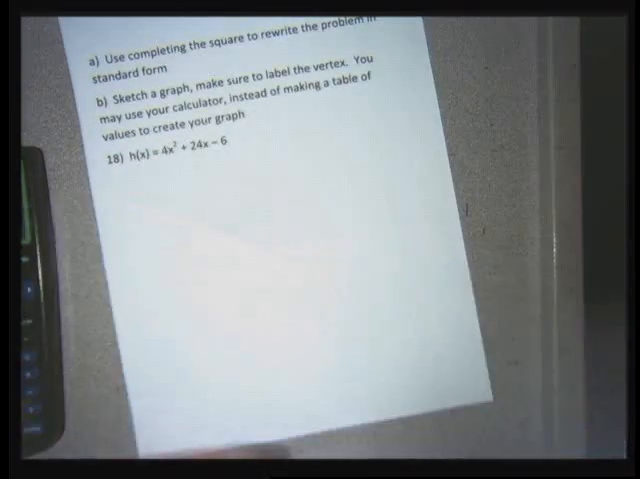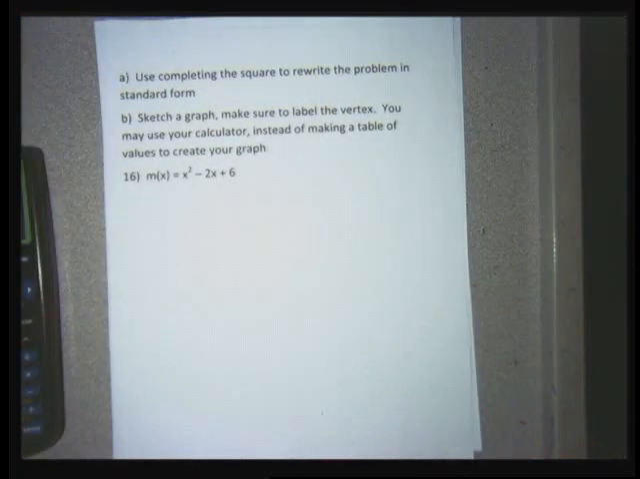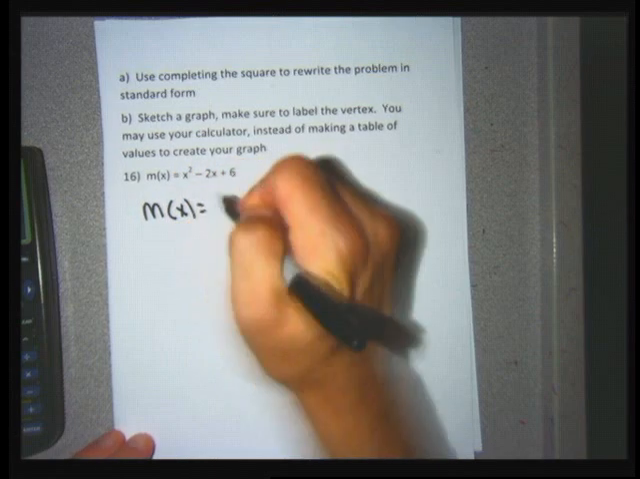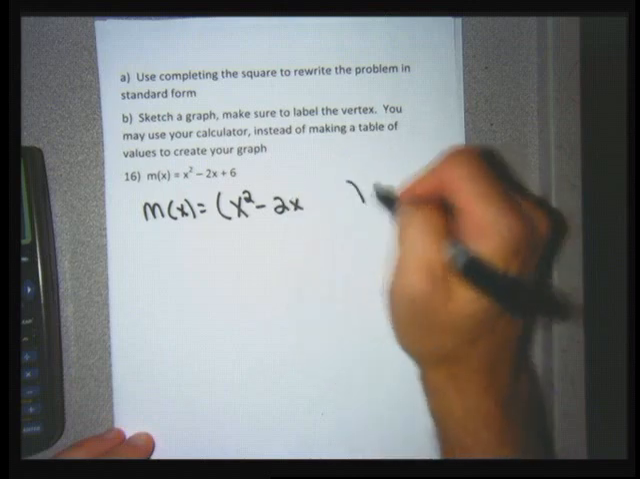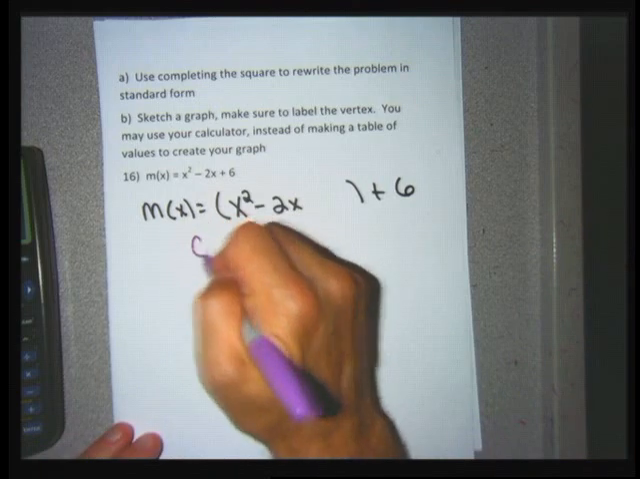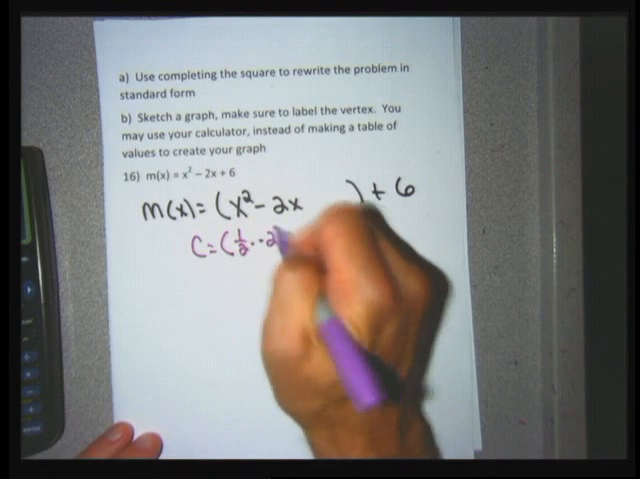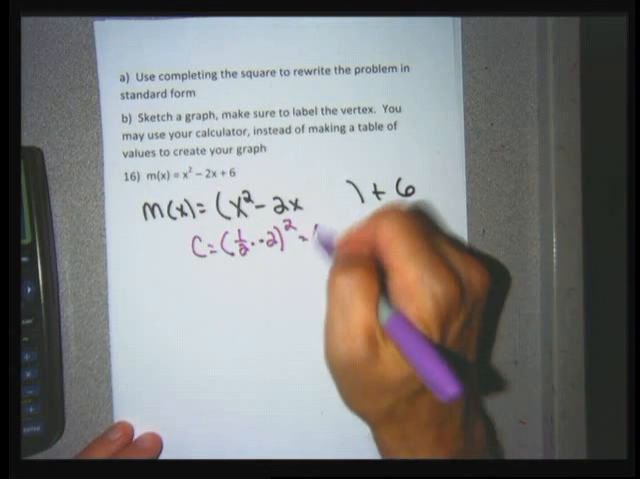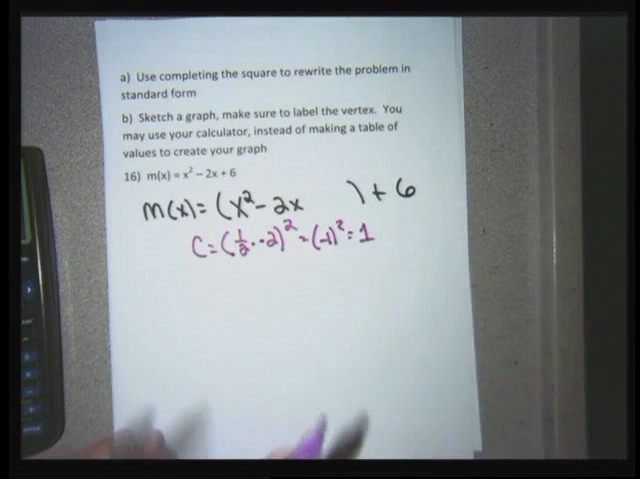I'm going to rewrite the problem so that I can pick out the vertex by looking at it. So I'm going to group the x's. I'm going to write m of x equals 2x squared minus 2x. Leave some room. Plus 6. Find a value for c. C is half the number in front of the x to the first power term, squared. So that's going to be half of -2, squared, where there's the -2. Half of -2 is -1. -1 squared is -1 times -1, which is +1.